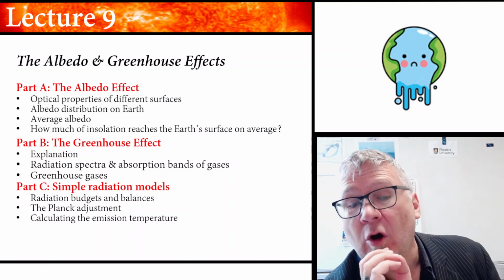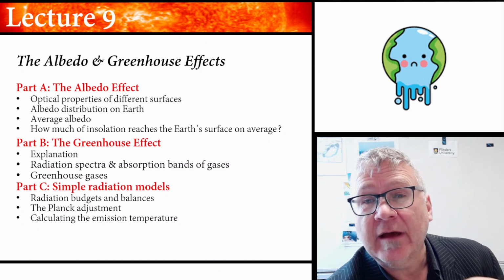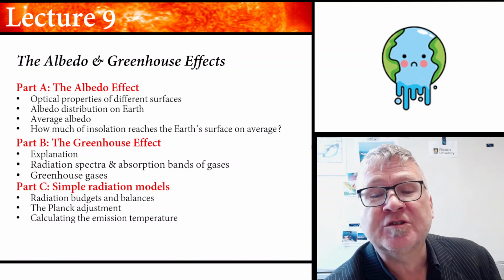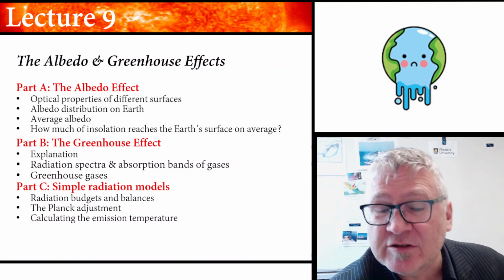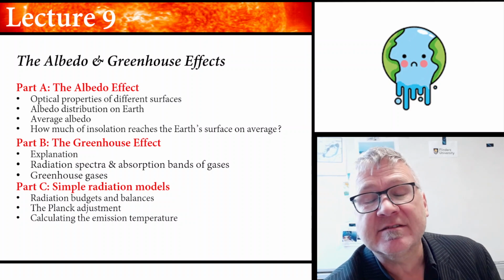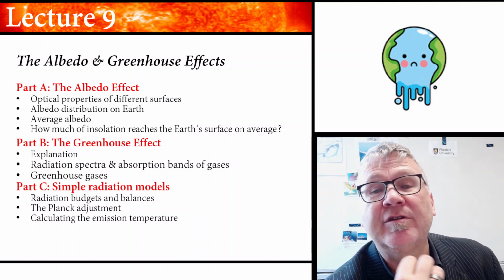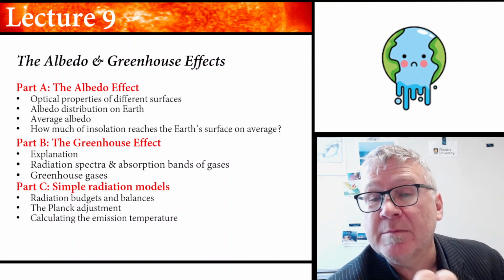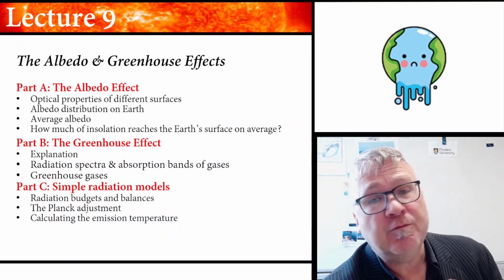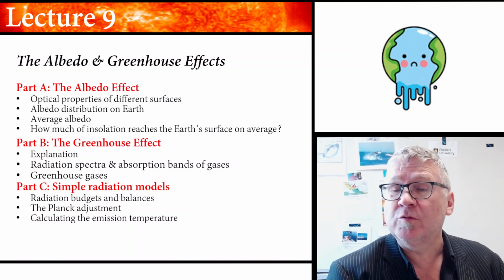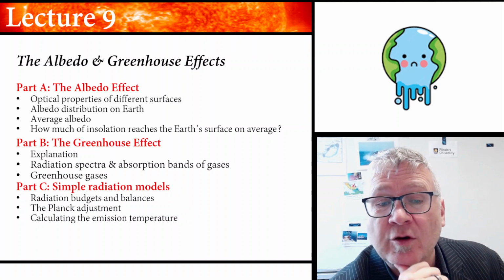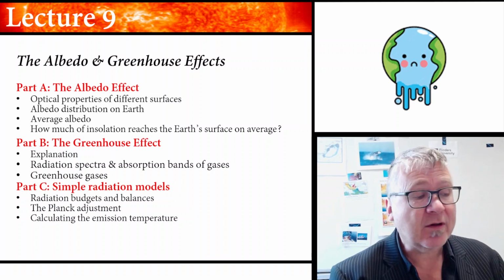Part B focuses on the greenhouse effect. I give you a simple explanation. Then we talk about radiation spectra and absorption bands of gases, including greenhouse gases, to understand the details. In Part C, I introduce you to simple radiation models. We look at radiation budgets and balances, and we calculate the emission temperature of Earth if we ignore greenhouse gases, or if we assume that greenhouse gases absorb all radiation that the Earth emits. Okay, let's get started.